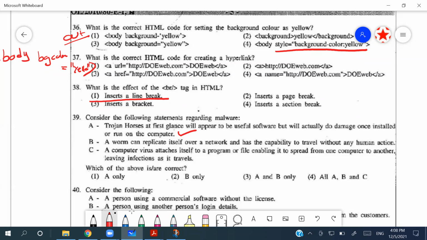A worm can replicate itself over a network and has the capability to travel without any human action. Yes, definitely, that's the nature of the worm. A computer virus attaches itself to a program or file, enabling it to spread from one computer to another, leaving infection as it travels. Yes, that can be taken. So A, B, C, all is going to be the answer for the 39th.